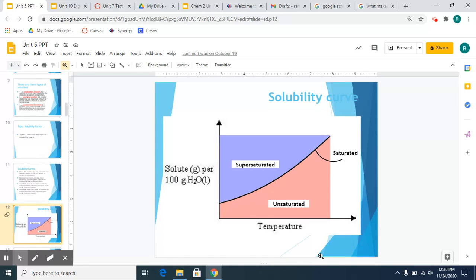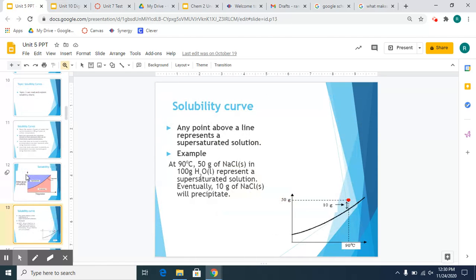So a solubility curve, you have a line. If it's on the line, it's saturated. If it's above the line, it is supersaturated. If it's below the line, it is unsaturated. So a solubility curve at any point above a line represents a supersaturated solution. So you do need to have that written down. Underline that for you.